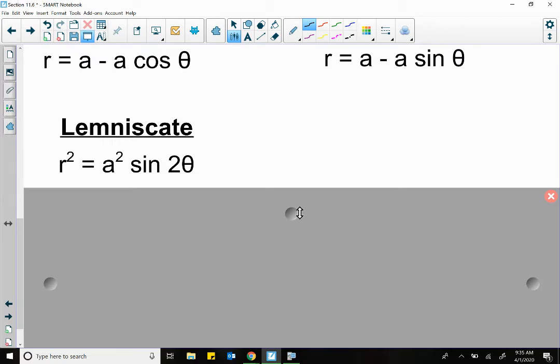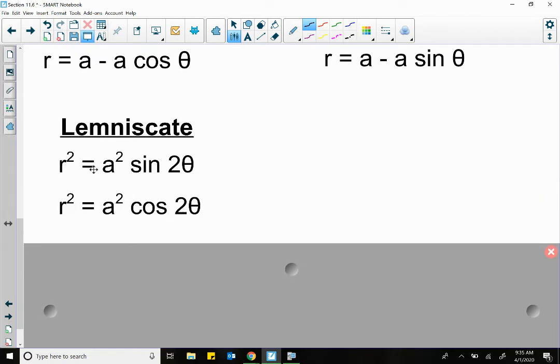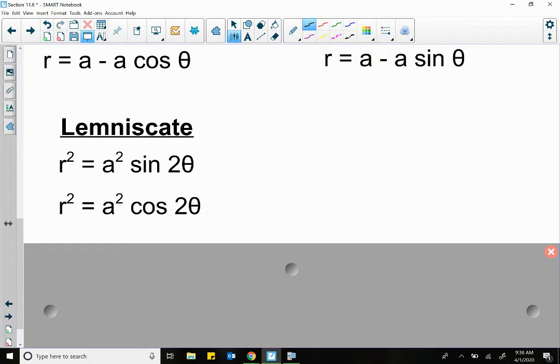Last one that I want to talk about is called the lemniscate. And you can see that it says r squared equals a squared sine 2 theta. R squared equals a squared cosine 2 theta. So in order to put something like this into the calculator, you'd actually have to take the square root of both sides and show you what the lemniscate looks like. All right, so the lemniscate looks like this.